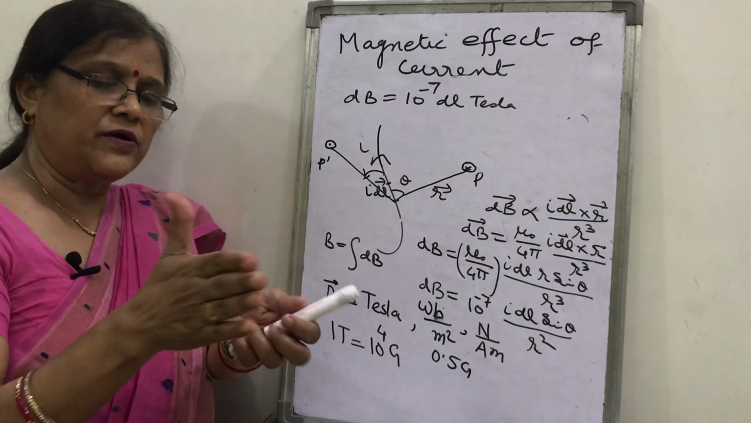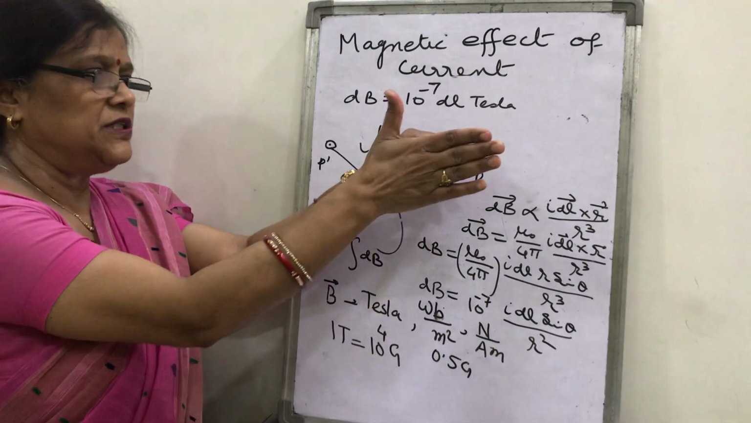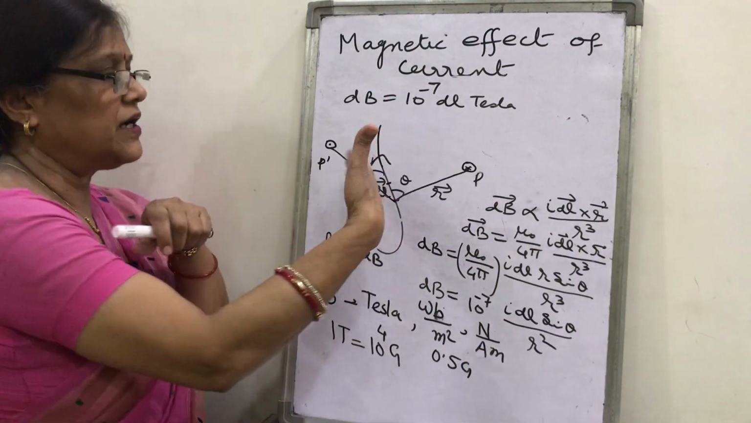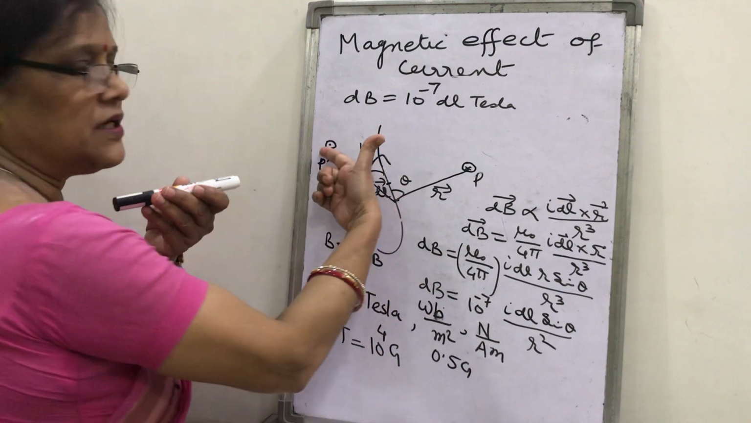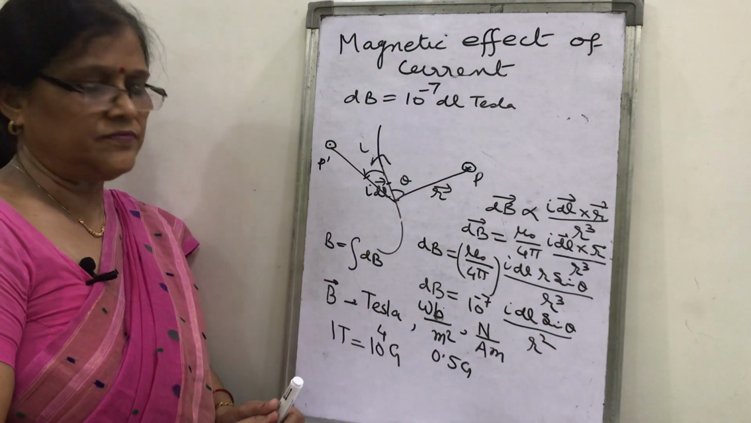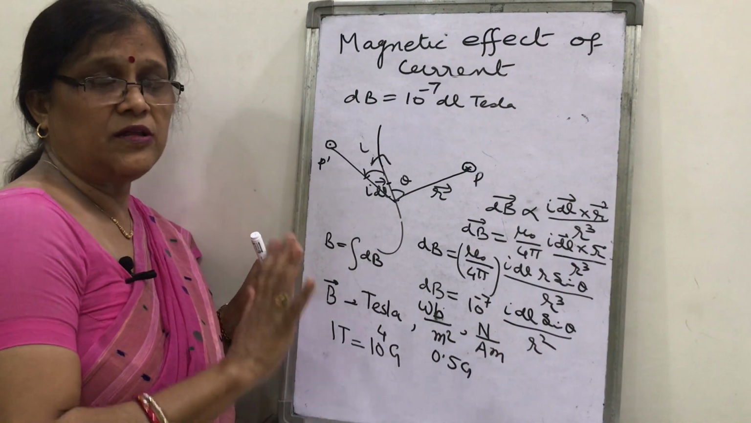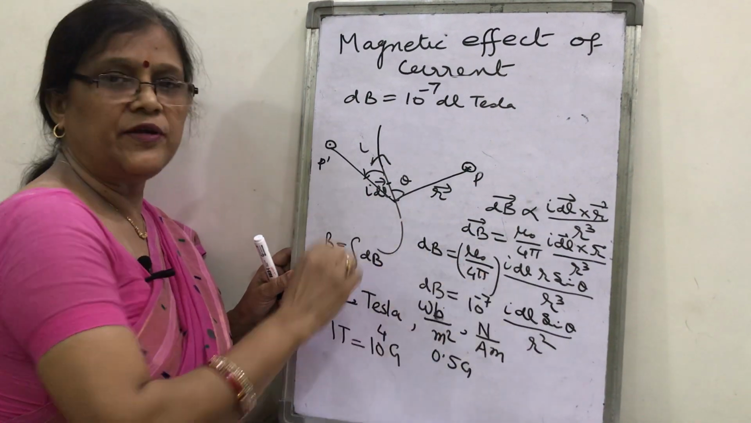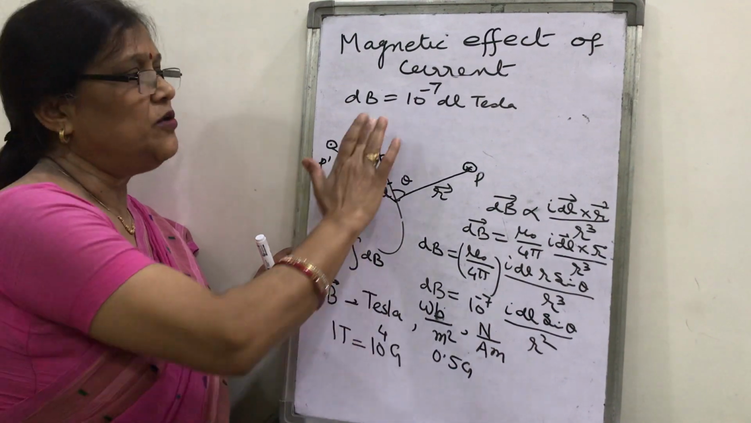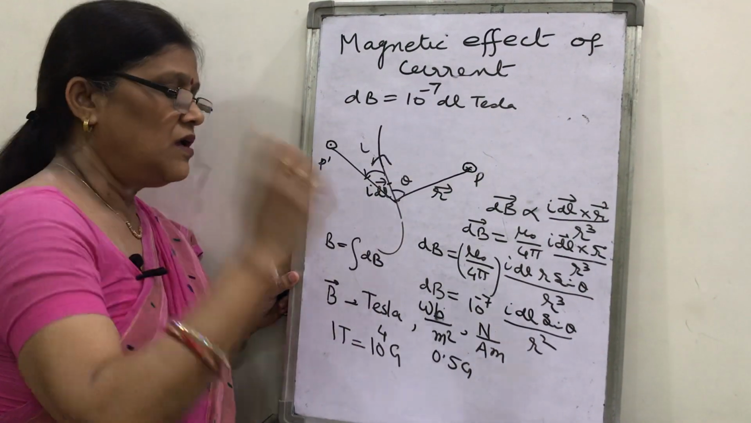So the outward normal drawn at the palm will be this. This is the direction of the magnetic field. Look at this point P dash. Here the outward normal will be like this, so here it is perpendicular outward. In this way, the magnetic field, its direction and its magnitude can be determined using Biot-Savart's law.